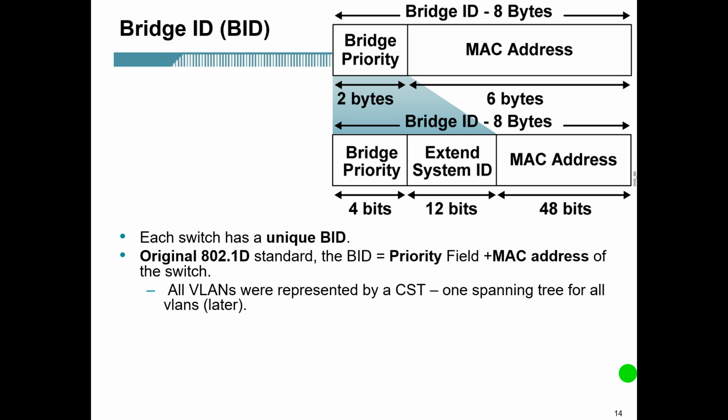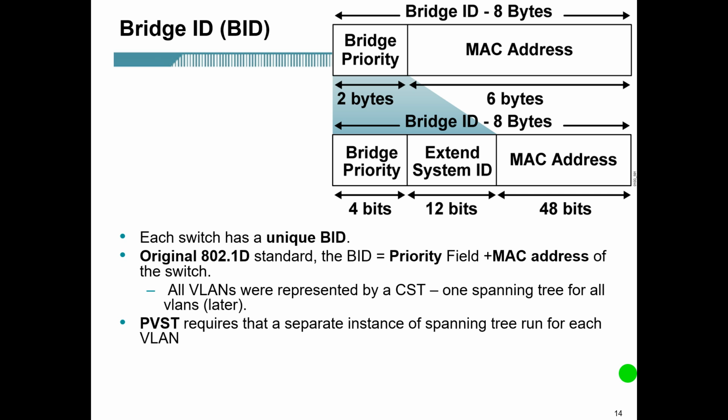All VLANs were represented by a common spanning tree. One spanning tree for all VLANs. We're going to talk more about that later. But what happens if you need per VLAN spanning tree? And that's what brought in the PVST, which requires that a separate instance of spanning tree is run for each VLAN on each switch. More processing power. That's what it boils down to.